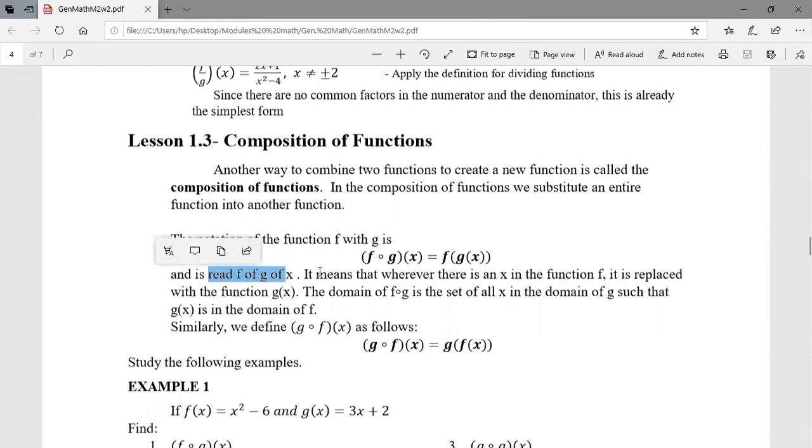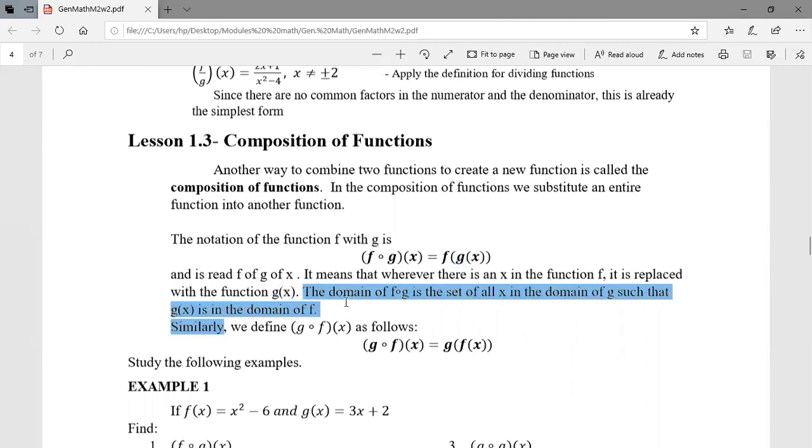So, sakto pa. So it means that whenever there is an x in the function of f, it is replaced with the function of g of x. So tanang x daw ni f ato ang ilisan og function ni g of x. So ang entire function ni g of x ato i-substitute sa x ni f.